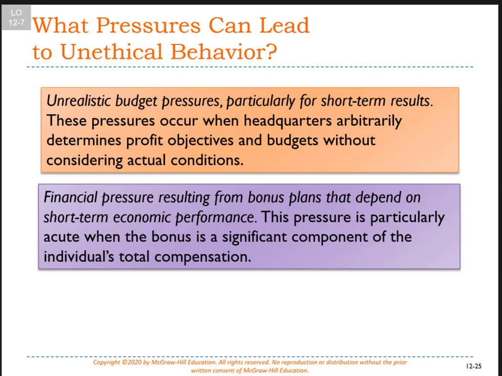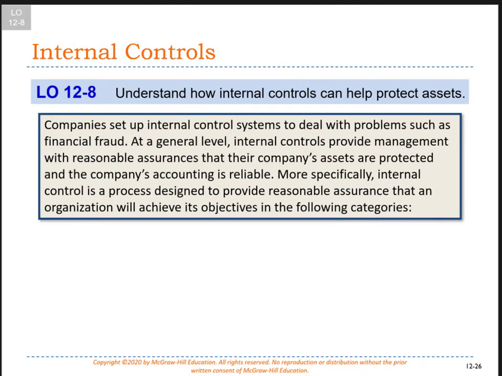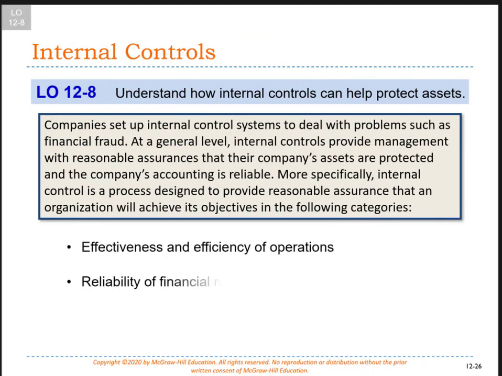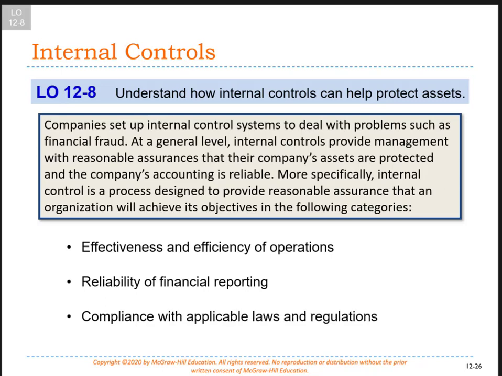So what can lead to that? Unrealistic budget pressures, especially in the short term. Okay. Bonus plans are very short term, but are a big part of your compensation. All right. And then, of course, there's the lack of internal controls. If there is not a balance between reaching goals and having the right internal controls, which means you have to have various approvals, there can be segregation of duties, meaning if you have custody of certain assets, you cannot keep the record keeping.